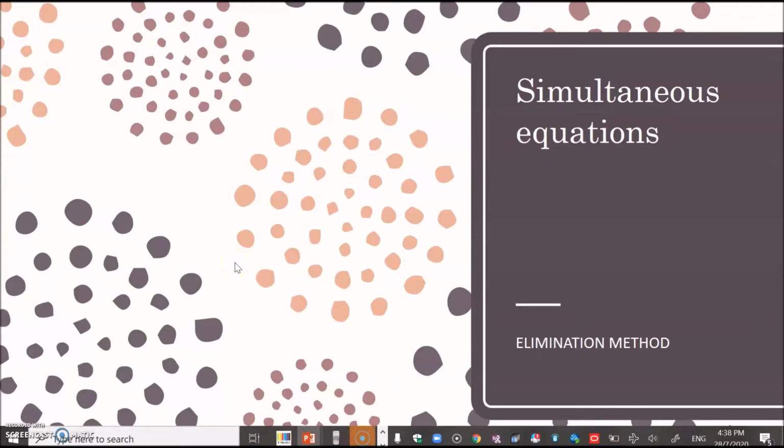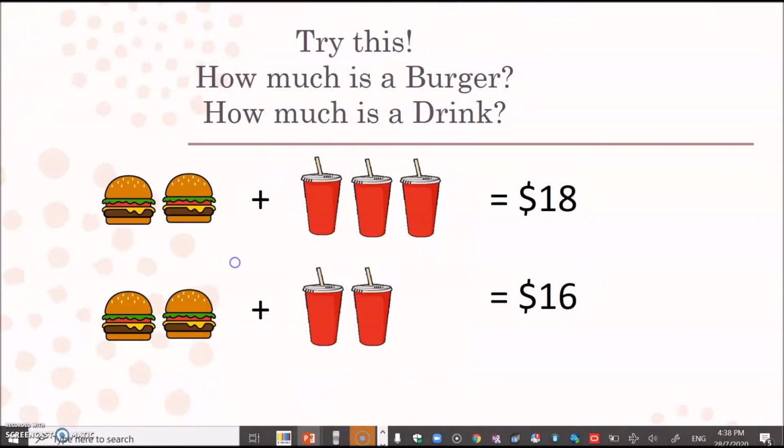Alright, let's revise the simultaneous equations, which is using the elimination method. Okay, elimination method is actually quite useful. For instance, if you have this case here, which is like a real life example, right? You buy 2 burgers, 3 drinks, you pay $18. Or if you have bought 2 burgers and only 2 drinks, it will cost you $16.